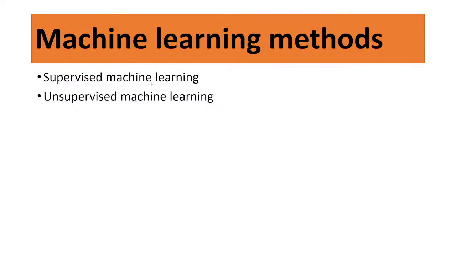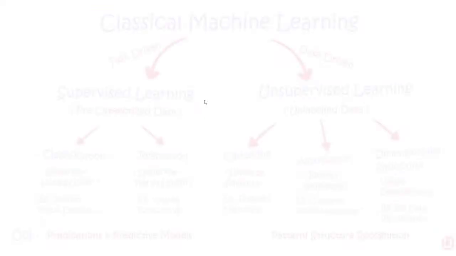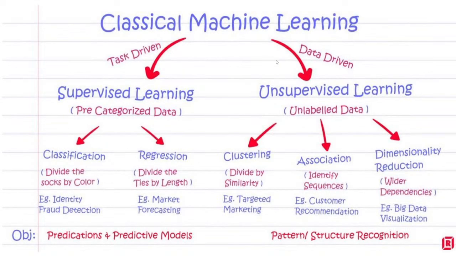The supervised machine learning method must need training points, and the unsupervised machine learning method doesn't need any type of training points. So now we can see the classification of supervised and unsupervised. Supervised learning uses pre-categorized data, it must be pre-categorized data. And unsupervised learning doesn't need any type of pre-categorized data. It is totally unlabeled data. Okay, and supervised learning we use for two things: classification and also regression.